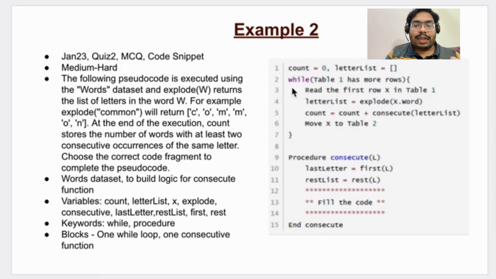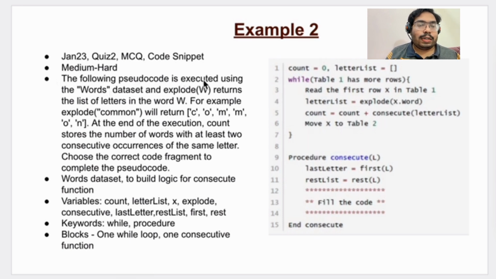Like here, we don't get the option in terms of word option. You need to fill that code, so you will get different snippets in the options, and it is a medium to hard question. So first we will read the question.